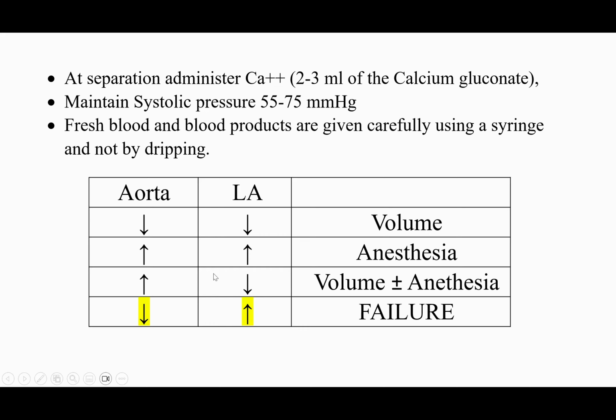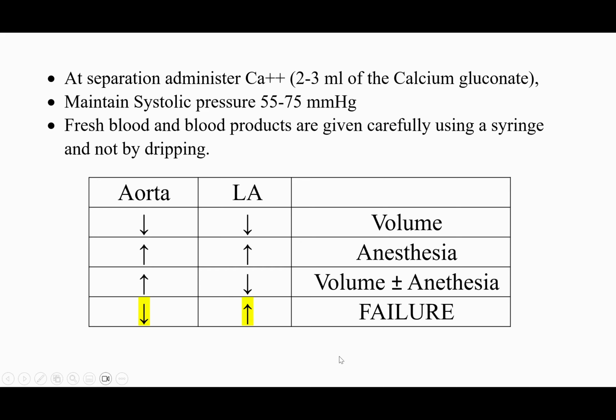If both are high, maybe we need anesthesia and not volume. If the aortic pressure is high and the LA pressure is low, the patient may need volume or anesthesia. What we dread is this condition in which the LA pressure rises and the blood pressure falls, or both of them are low, and then we give blood, so the LA rises and the blood pressure remains low. This is a failure condition.